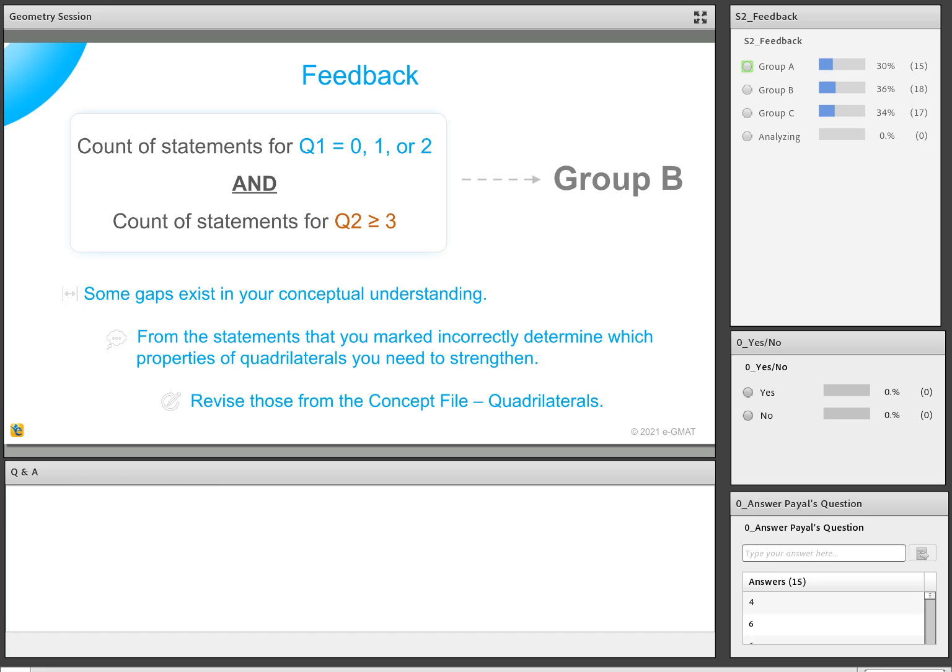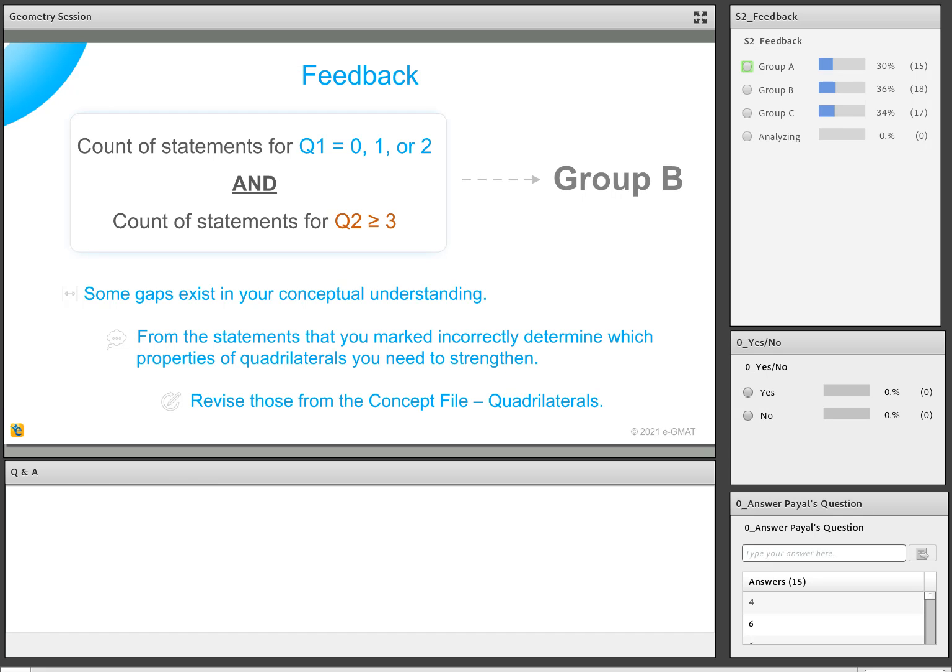So you have some idea but not a full-fledged idea of certain properties, which means that you need to understand which statements you marked incorrectly and then figure out which properties of quadrilaterals you need to strengthen, right? It's not that you need to go through the entire concept. If you know the concepts of area and perimeter, you don't really need to go through that part. All you need to do is understand which statements you got incorrect, and then accordingly build your conceptual understanding only in those, bridge your gaps only as they pertain to those concepts, and revise those from the concept file quadrilaterals.